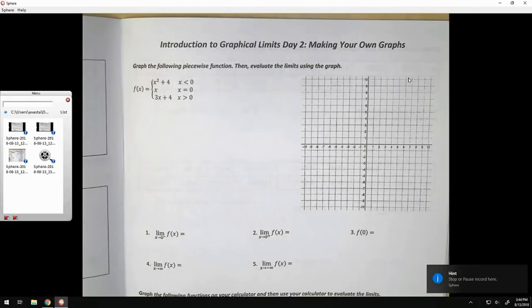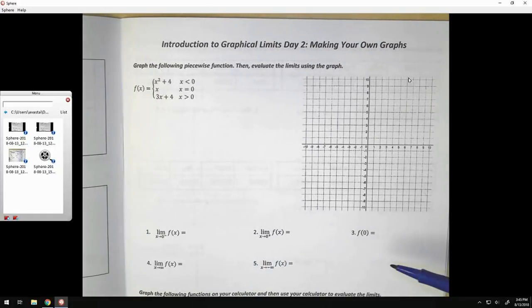Hi everybody! So in today's video we're going to continue talking about graphical limits, but what we're going to do is look at making our own graphs so that we can then evaluate the limits using those graphs. So the first thing I'd like to do is review how we can graph a piecewise function, and then what we'll do is use this graph that we create to evaluate the limits that are listed below.